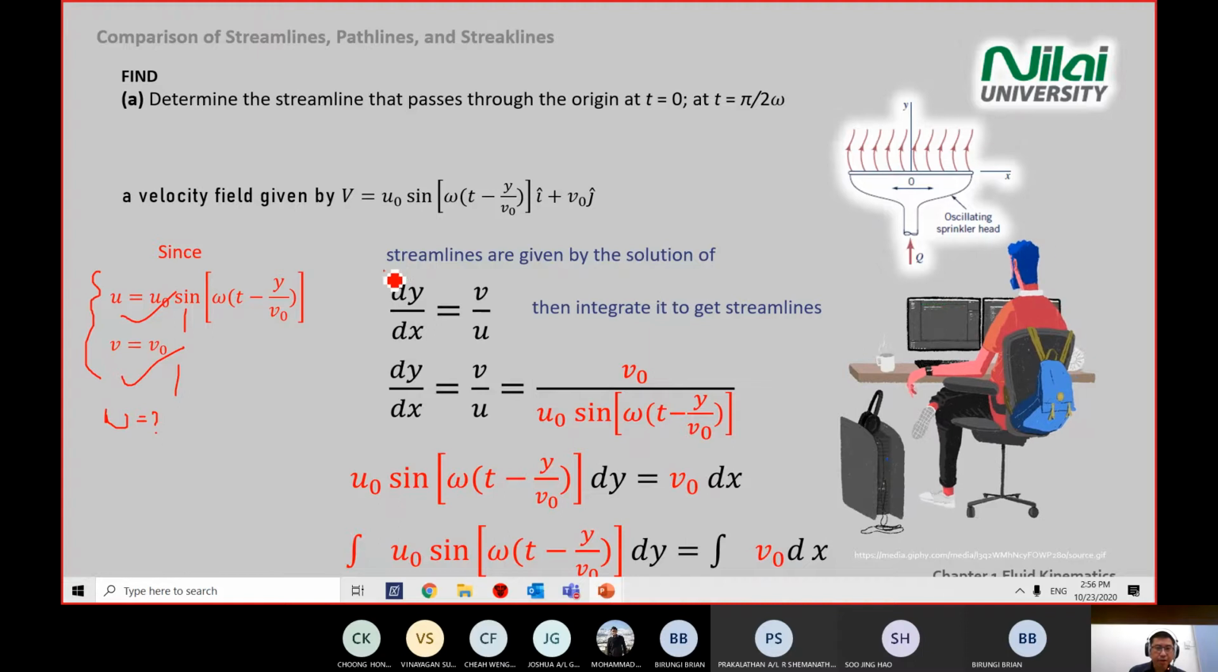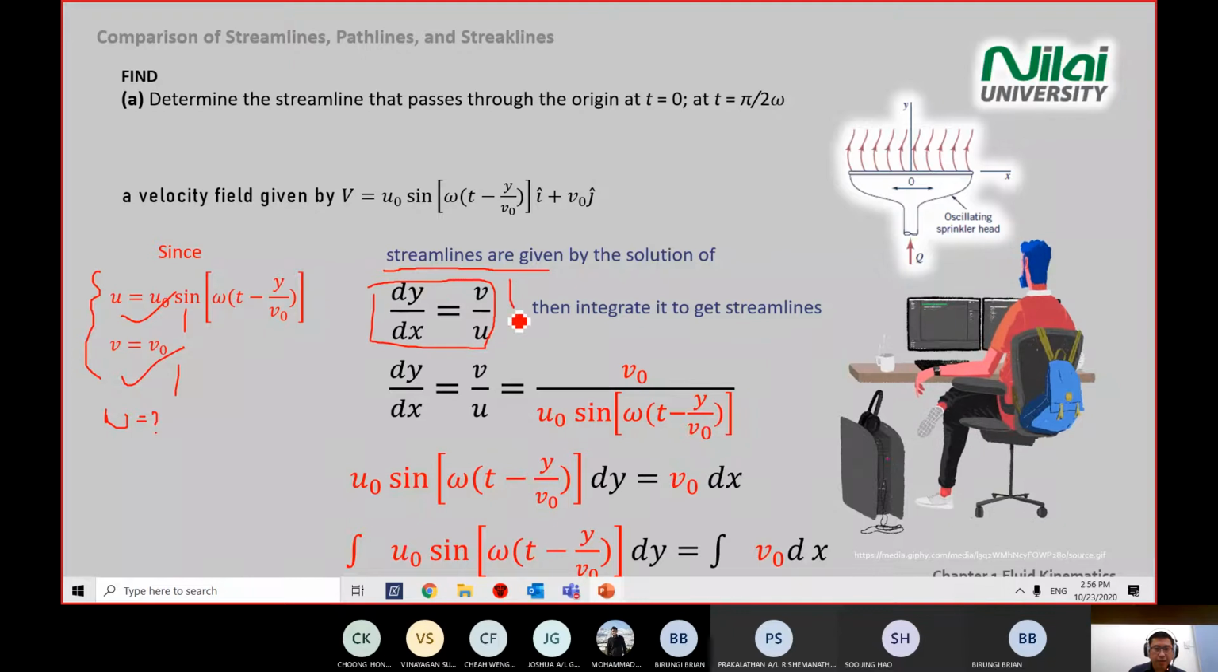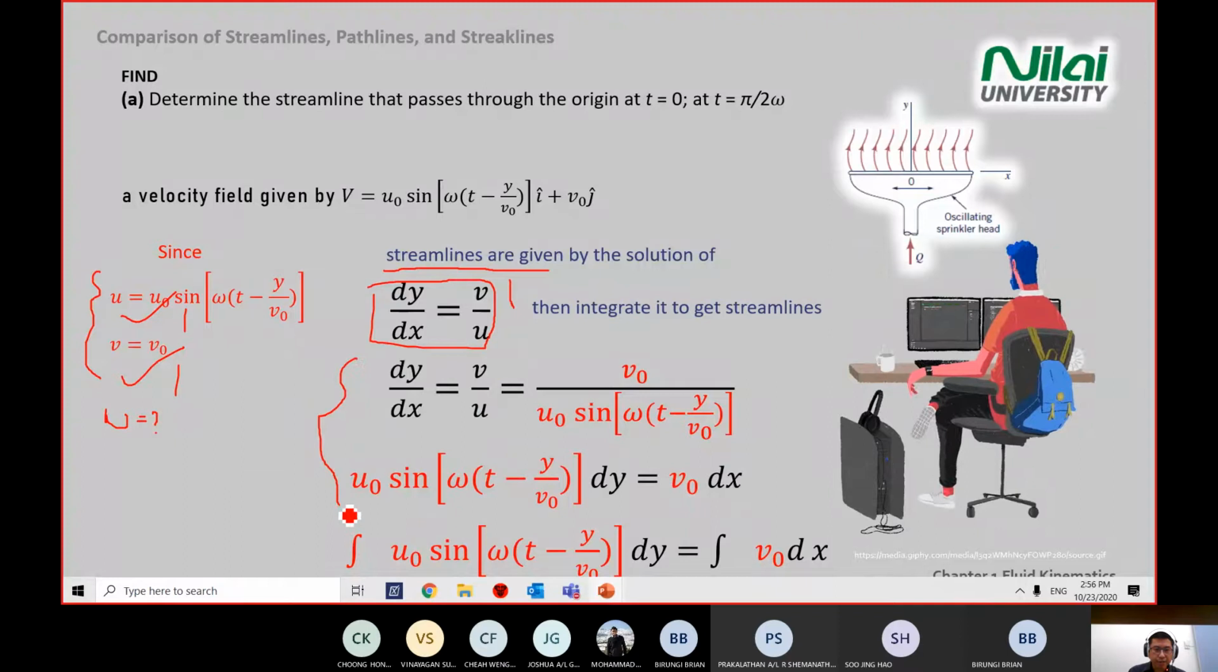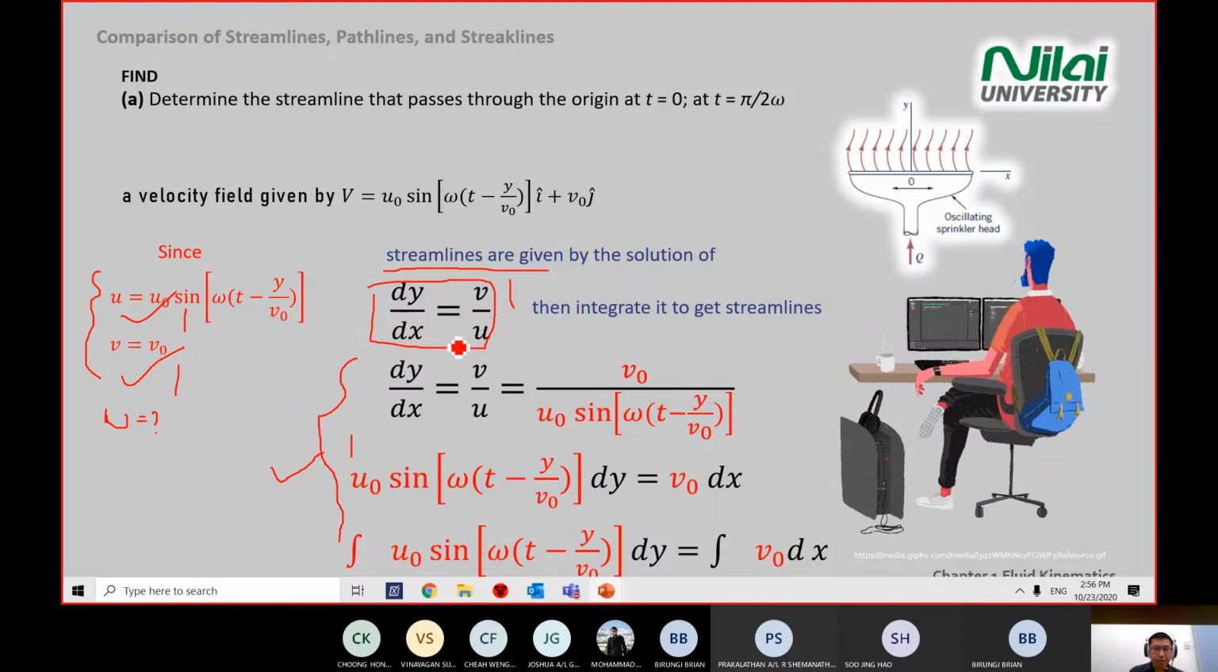And then to get a streamline, you write this equation, you get 1 mark. Then you rearrange from here to here, you get another mark. You write this one, and then you rearrange to get the integration equation like this one, you will get 1 mark. So from the starting point up to this line, you get 1, 2, 3, 4 marks already. So it's very easy to score as long as you follow the procedure.